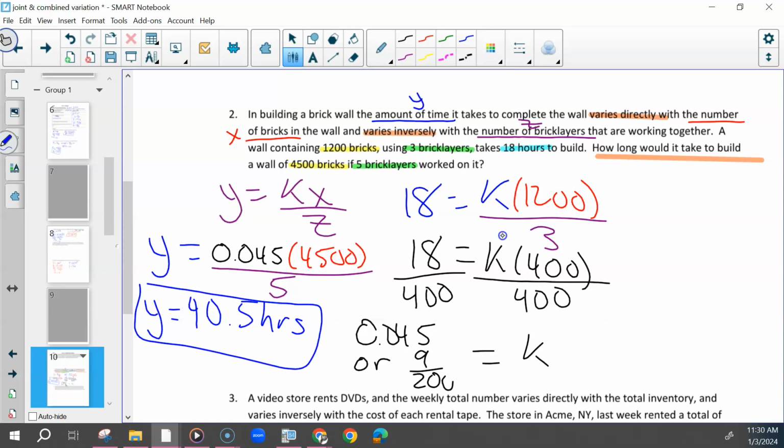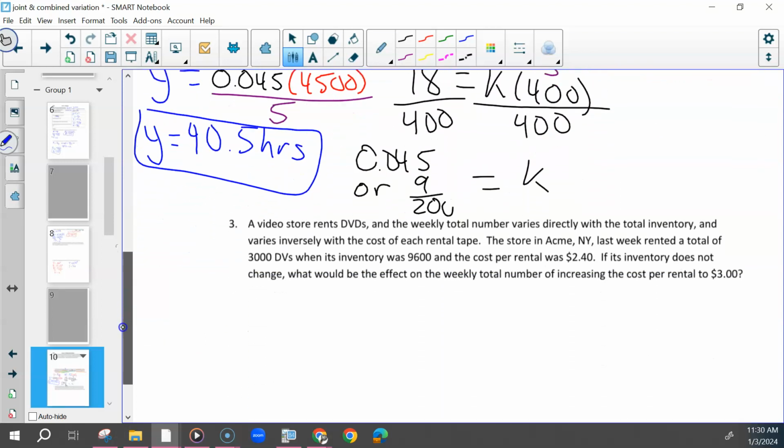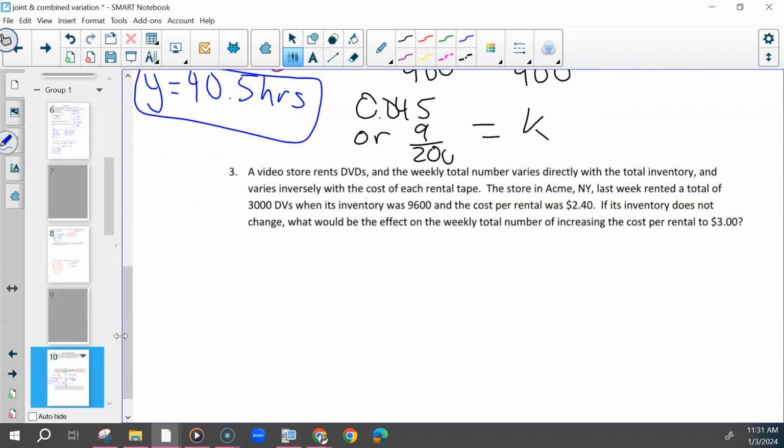We're going to do another one where it varies directly and then varies inversely, number 3. So let's read through that one. A video store rents DVDs and the weekly total number varies directly with the total inventory and varies inversely with the cost of each rental tape. The store in Acme, New York last week rented a total of 3,000 DVDs when its inventory was 9,600 and the cost per rental was $2.40. If its inventory does not change, what would be the effect on the weekly total number of increasing the cost per rental to $3? What's important here?